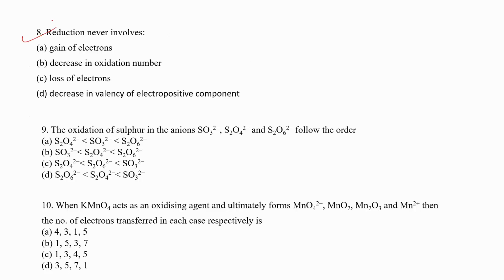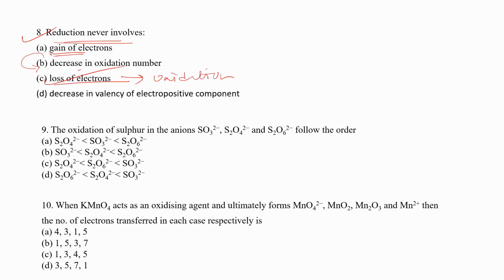Another question: the reduction never involves which of the following? We know that reduction means the gain of electrons, and when electrons are gained, the oxidation state will decrease. So that will not be the answer, that is a positive point for the reduction reaction. And loss of electrons: we know that loss of electrons means the oxidation reaction. So that will be the answer.